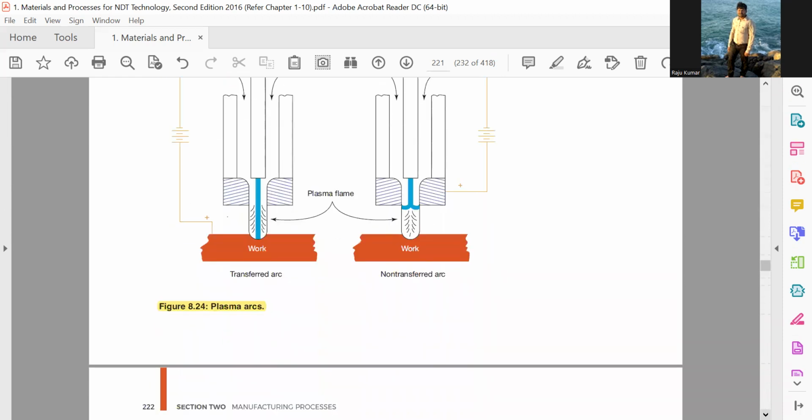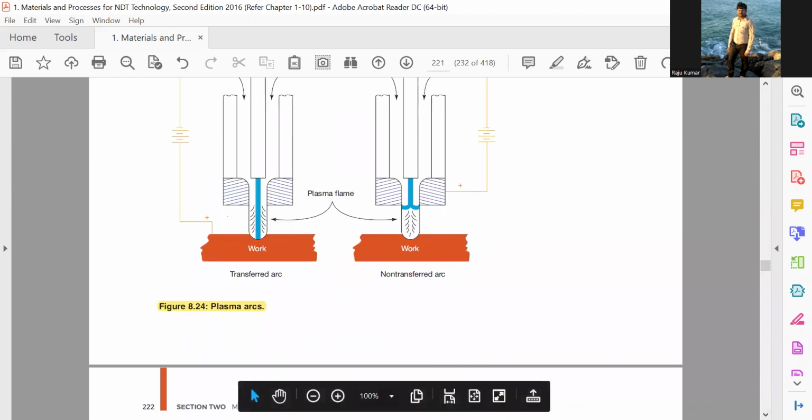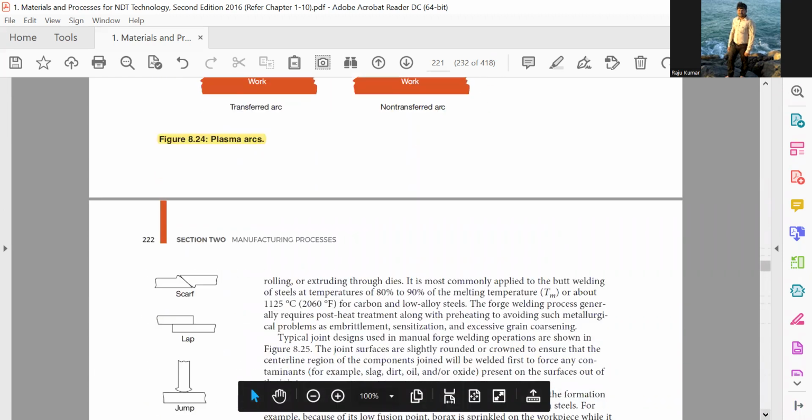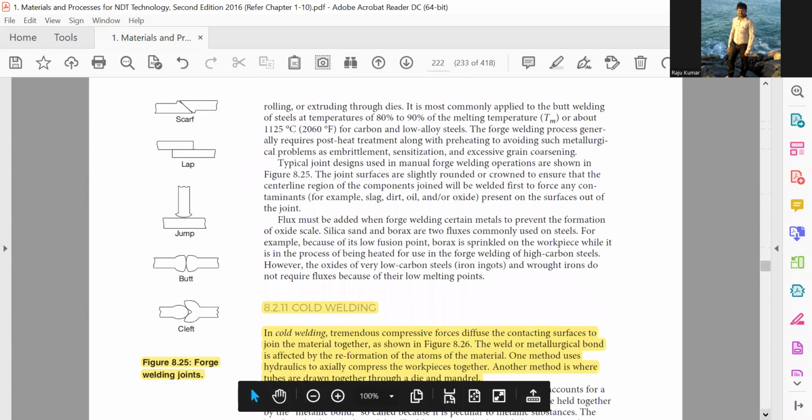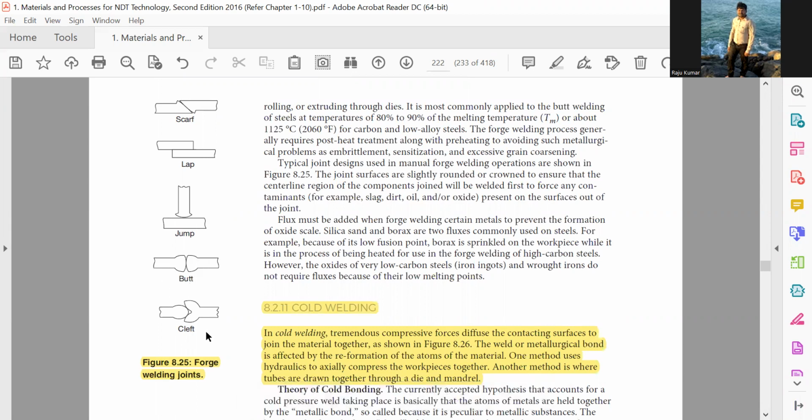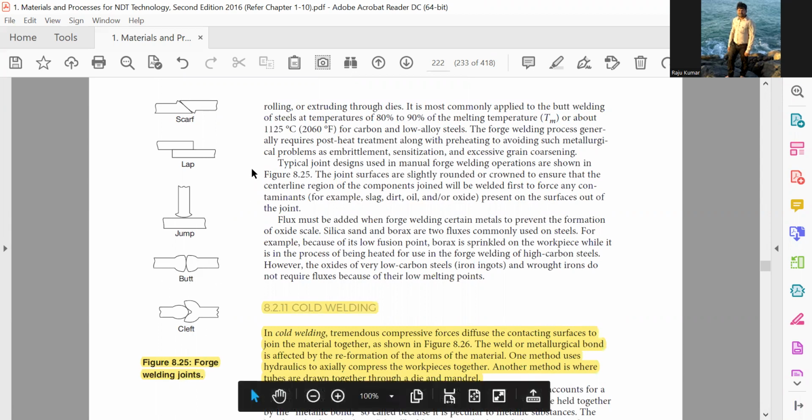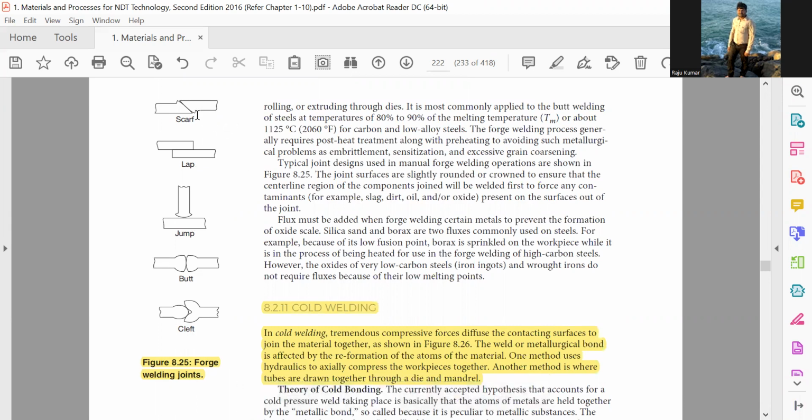Forge welding. So if this is like scarf, lap, jump, butt and cleft, it is forge welding. Heat is applied, and pressure applied.